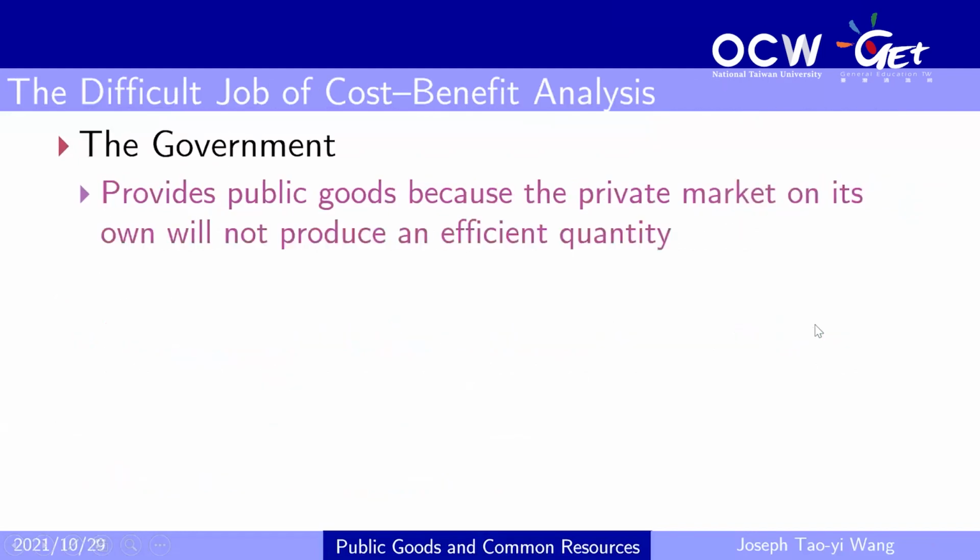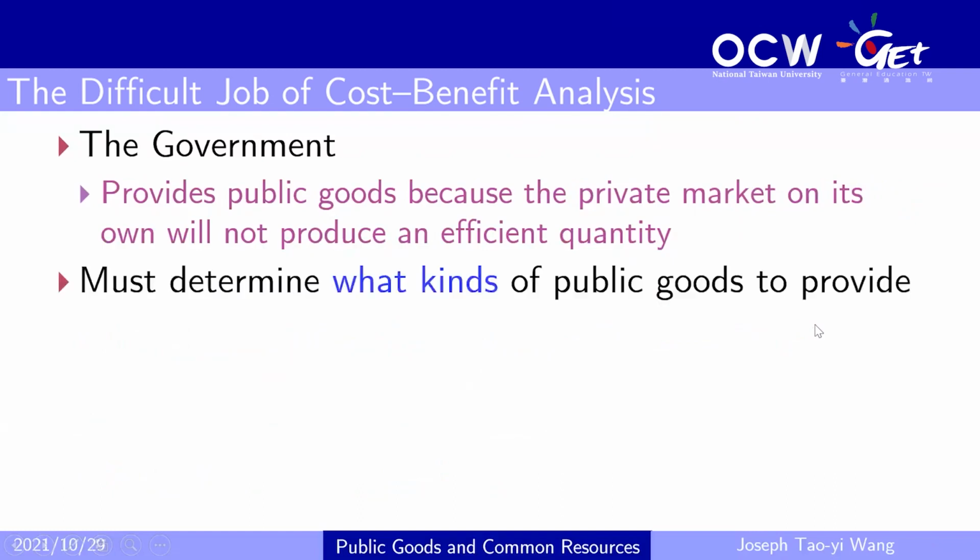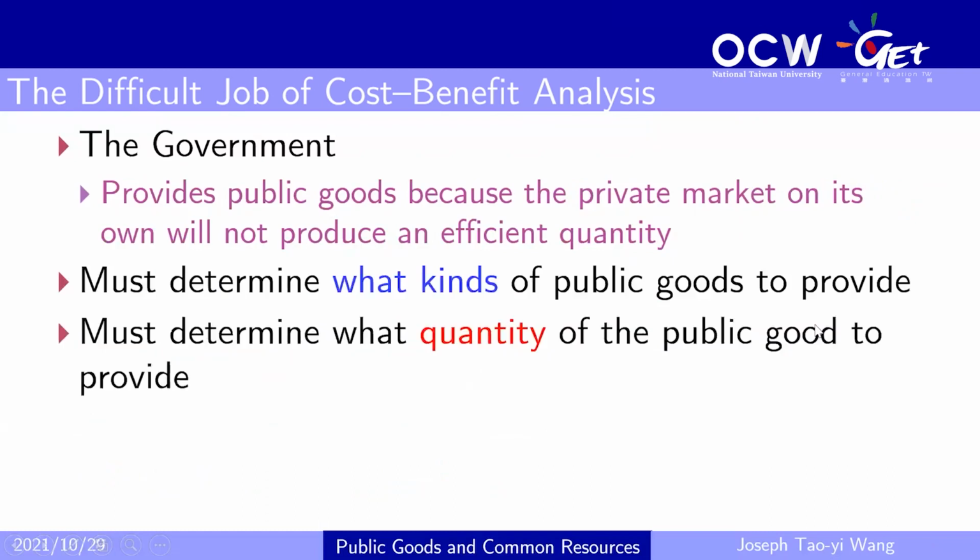But the challenge here is that we ask the government to provide this public good because the private market on its own would not produce the right quantity. But you have to decide what kind of public good to provide, and also how much to provide. Even if we agree that housing is a public good that the government should provide, how many houses should the government build? Well, that's a problem.